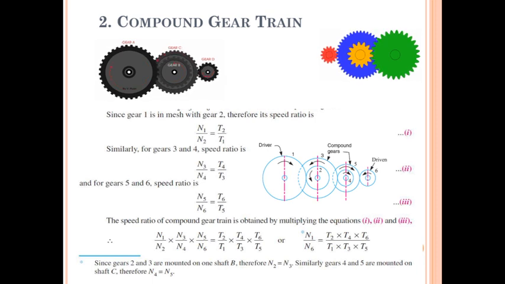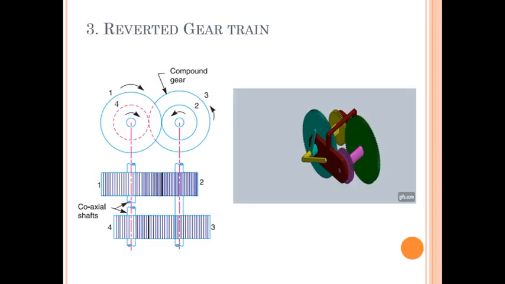If the number of teeth is not given, but the velocities are given for these gears and you are asked to find the velocity ratio, you can find it by dividing N1 by N6. This is the compound gear train. The third gear train is now the reverted gear train.